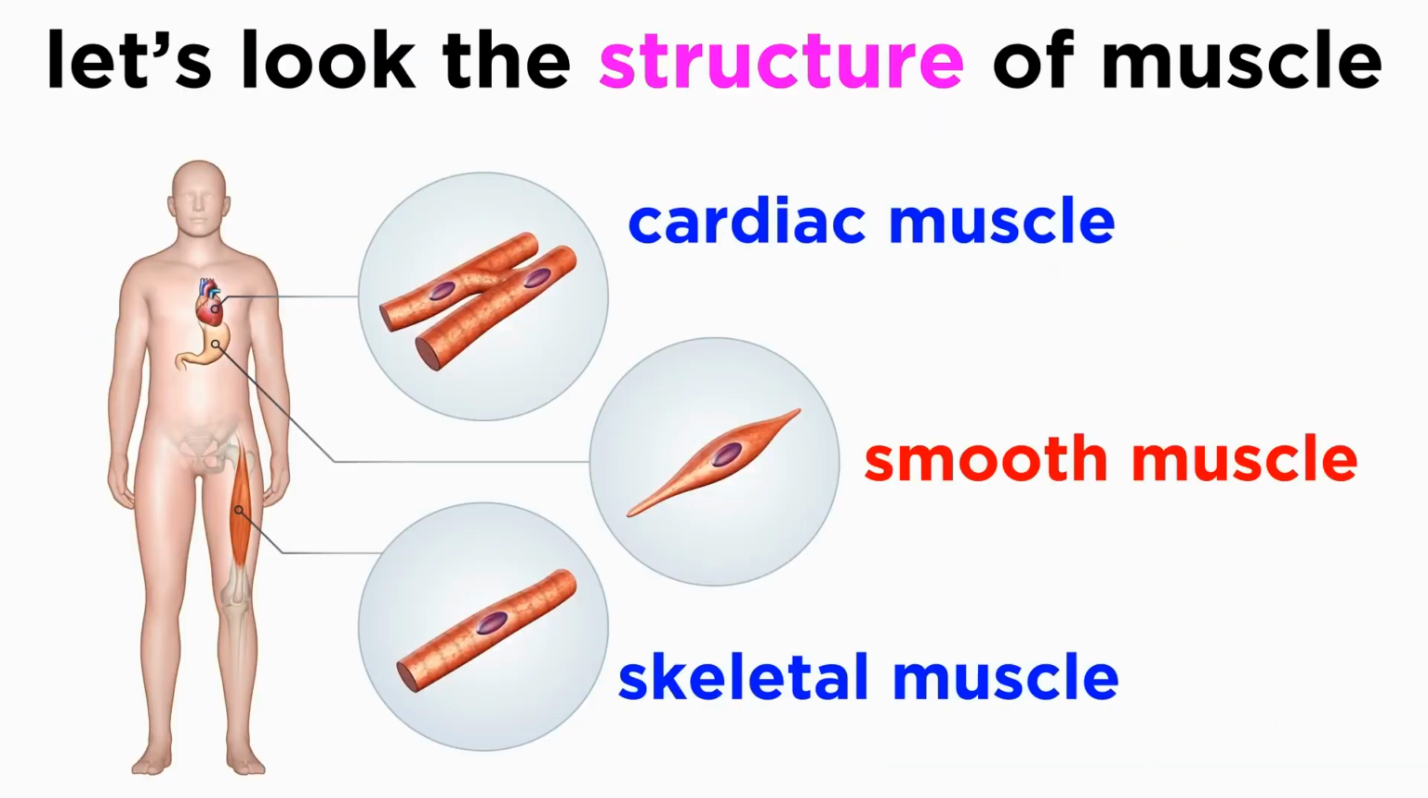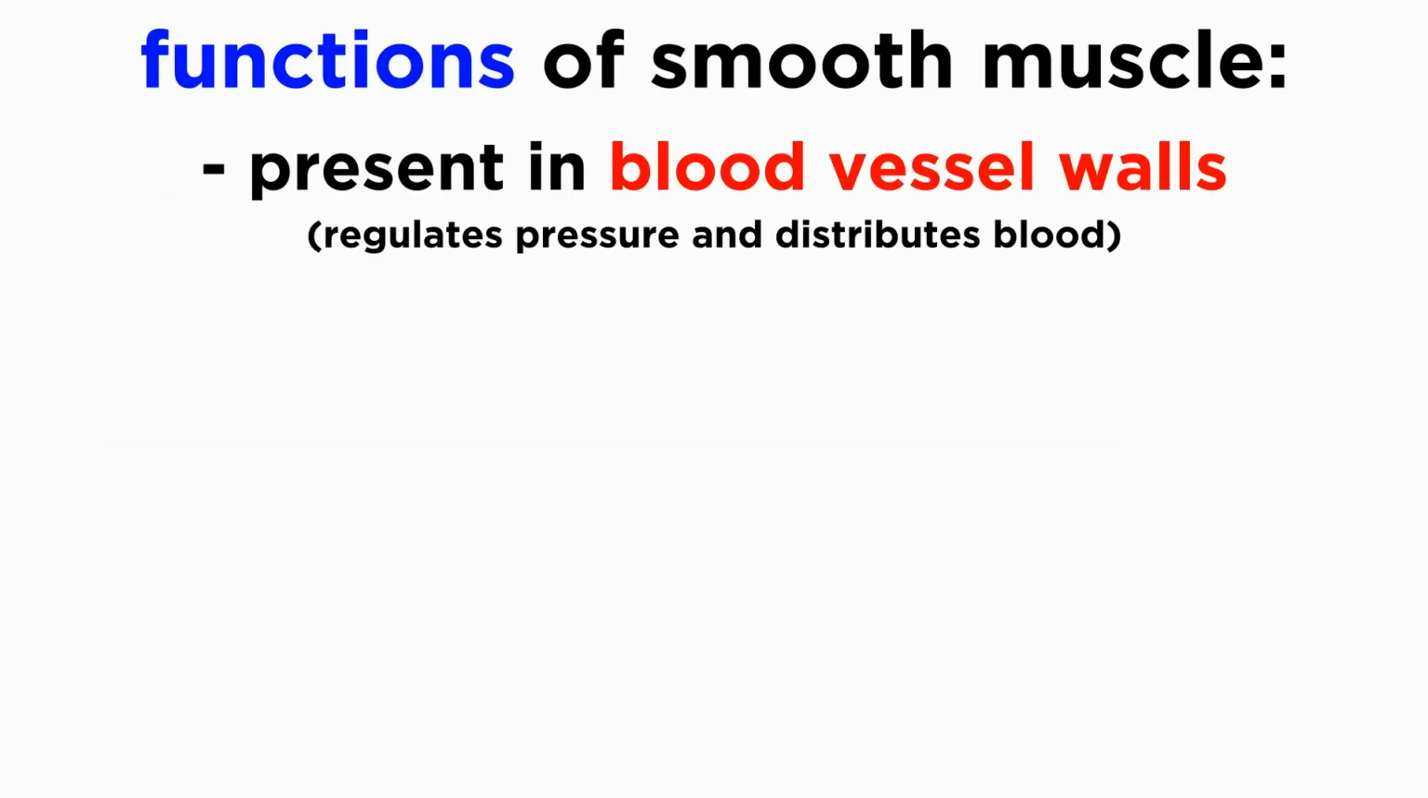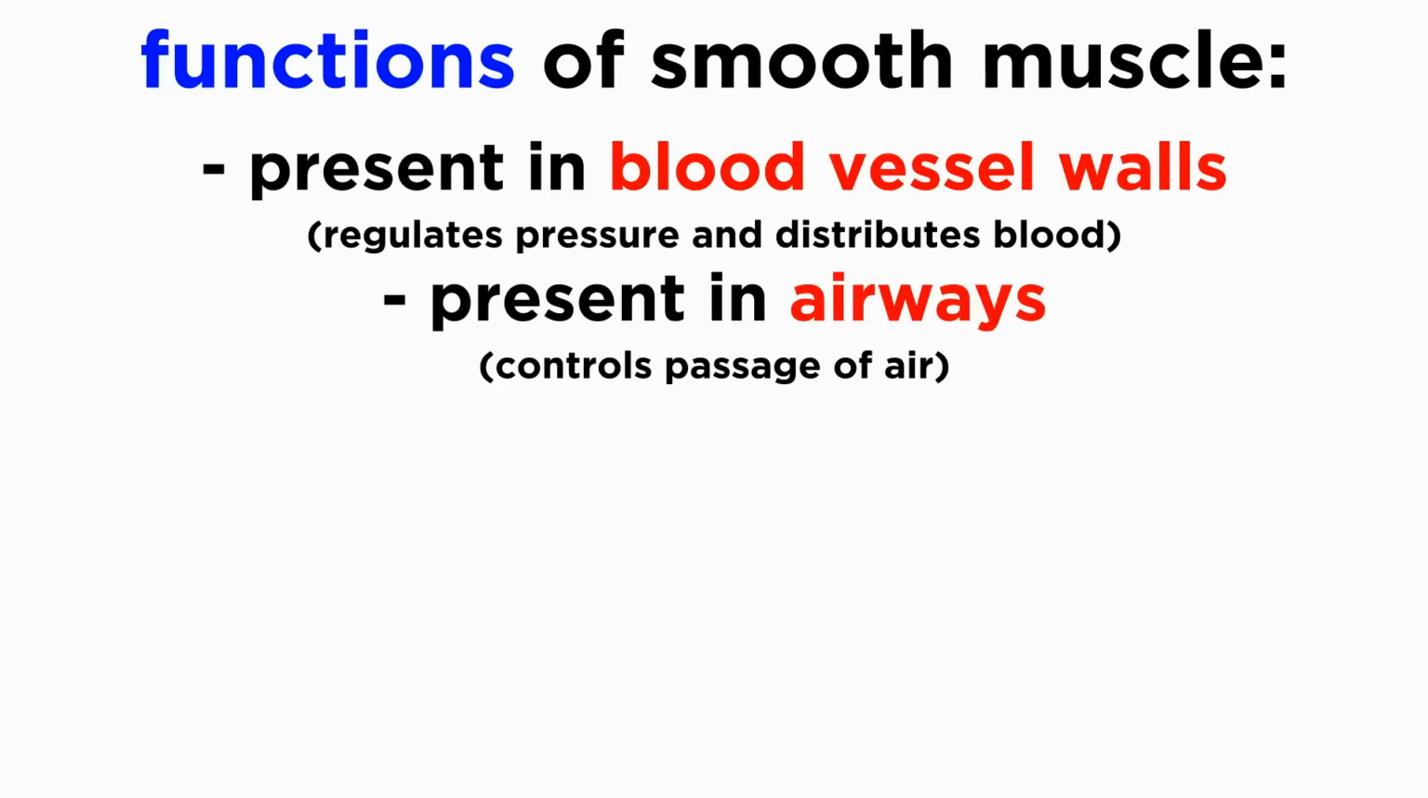Lastly, let's take a look at the third type of muscle tissue, known as smooth muscle. Smooth muscle is found in most of our organs, and it contracts to regulate many of our bodily functions as we go about our daily business. Smooth muscle in blood vessel walls will contract or relax to regulate blood pressure and the distribution of blood to our different organs. It is present in our airways to allow more or less air to pass through.